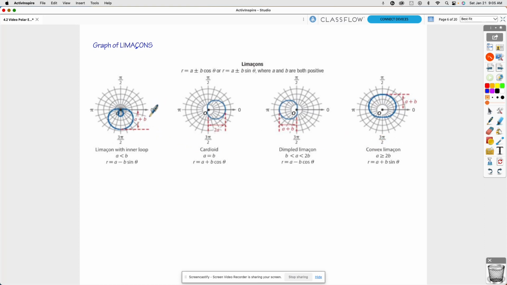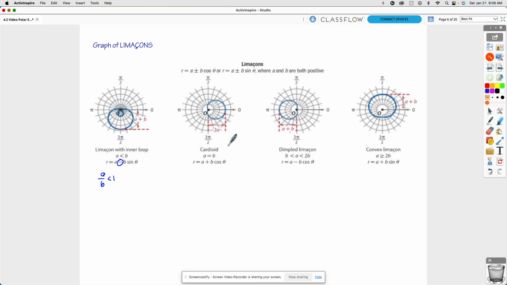We have a limaçon with an inner loop. You see this circle inside, that's the inner loop. You have this graph if A is less than B, or if A over B is less than 1. You have an inner loop. This is an example of the equation r equals a minus b sine theta. Notice that it is symmetric with respect to the vertical line, and it is down because it is below the horizontal axis, because this is negative.